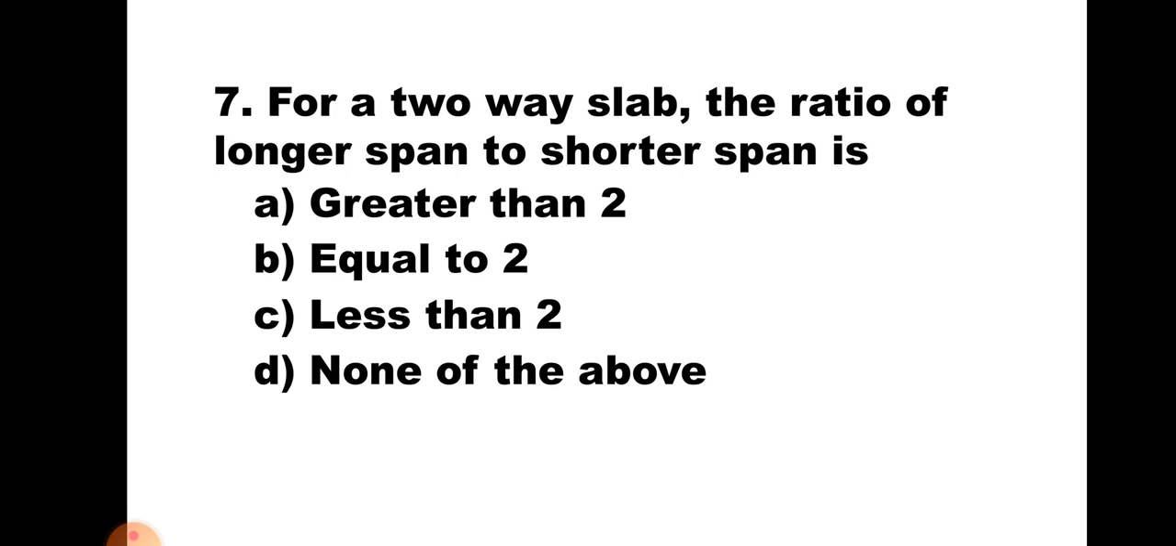Question number 7. For a two-way slab, the ratio of longer span to shorter span is: A. Greater than 2, B. Equal to 2, C. Less than 2, and D. None of the above. Definitely for two-way slab, the ratio is less than 2. Hence the correct answer is C, less than 2.